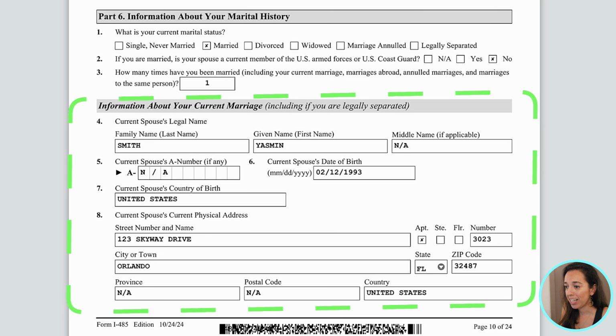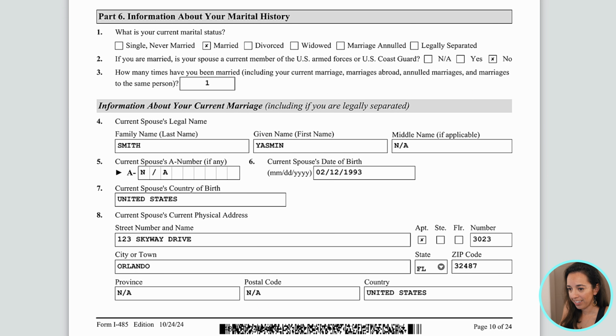Question 6 asks for the petitioner's date of birth. And question 7 asks for the country of birth, which is United States. Question 8 asks for the U.S. petitioner's current address. So I filled that out here with the name, apartment number, the city, the state, the zip code, and the country, which is the United States.